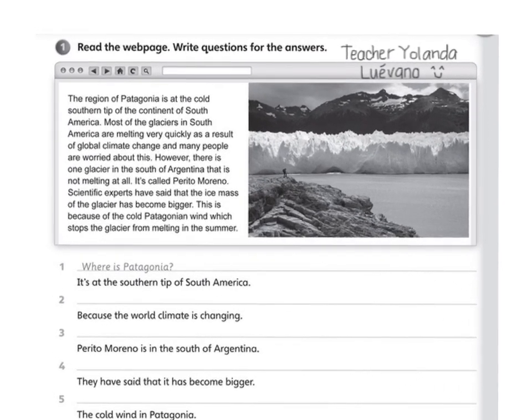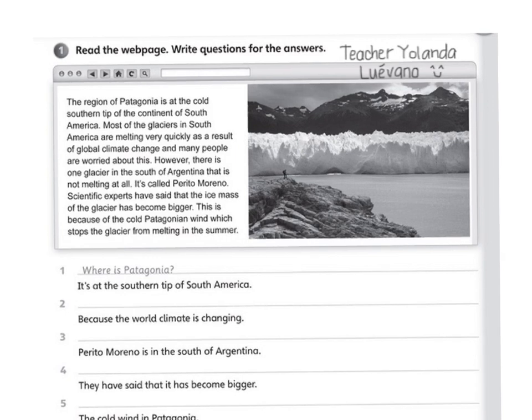We're going to read about another glacier. And this one is quite famous, actually the most famous one in the continent. It says the region of Patagonia is at the cold southern tip of the continent of South America. Most of the glaciers in South America are melting very quickly as a result of global climate change. And many people are worried about this. However, there is one glacier in the south of Argentina that is not melting at all. It's called Perito Moreno. Scientific experts have said that the ice mass of the glacier has become bigger. This is because of the cold Patagonian wind, which stops the glacier from melting in the summer.